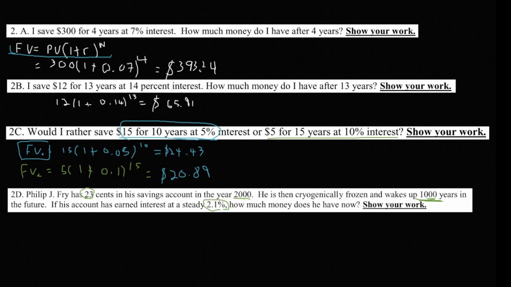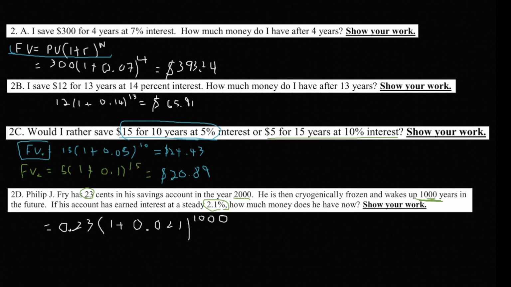All right, so we just have to calculate the future value there using this information. So the future value is our present value, which is 23 cents, 0.23, times 1 plus our interest rate, which is 2.1%. Do not mess this up. It is 0.021, not 2.1, not 0.21, it's 0.021 to the power of 1,000. It is 1,000 years. We gotta make sure that that point is in there. Let's calculate this.